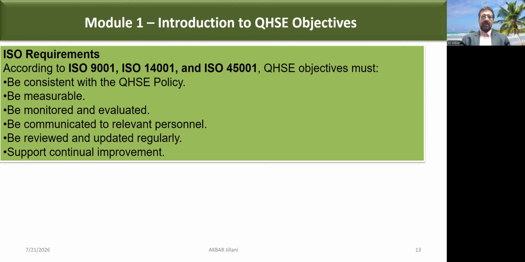So objectives must be consistent with the QHSE policy, be measurable, be monitored and evaluated, be communicated to relevant personnel, be reviewed and updated regularly, and support continual improvement. It means we will design our objectives in a way that establishes continual improvement in our organization.